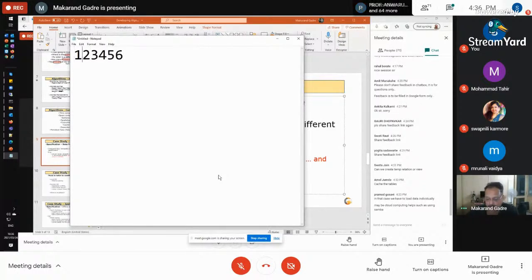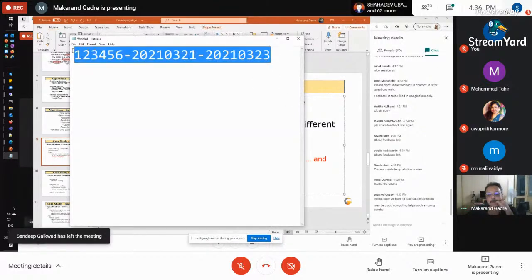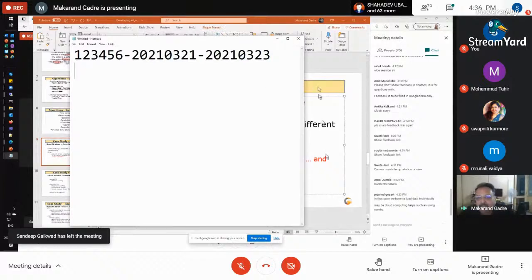This is my hash table key, followed by date, say 2021-03-21 to 2021-03-23. This is my hash key. So for this account number, this is the date range. Maybe I'll put some dash or something. Now this is my key. Okay. I query once and store the result in the value here.